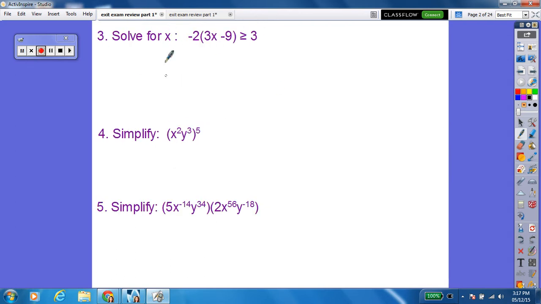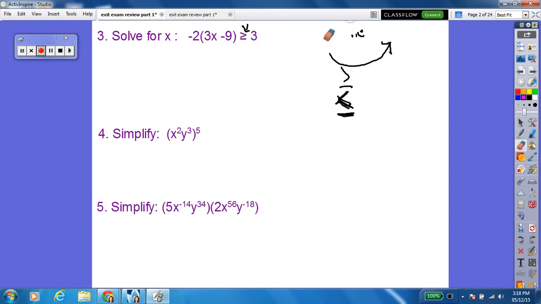Here's the next one. This is the same process, however we do have this one issue of having an inequality. Remember that on an inequality you solve it exactly like you would an equation, except for one thing. If you have to divide by a negative to move it from one side of the inequality to the other, you have to reverse the inequality. So if it was a greater than or equal to and you divide by a negative, you have to reverse it to a less than or equal to.